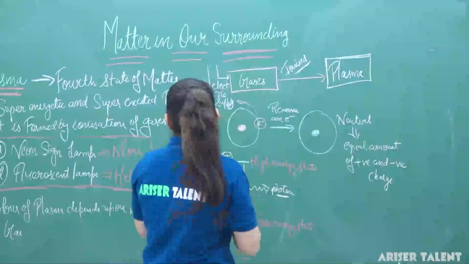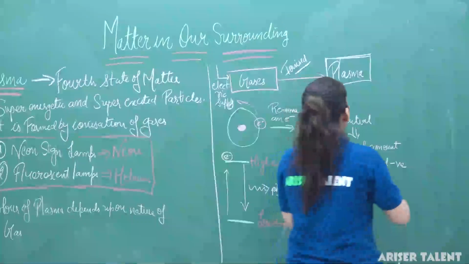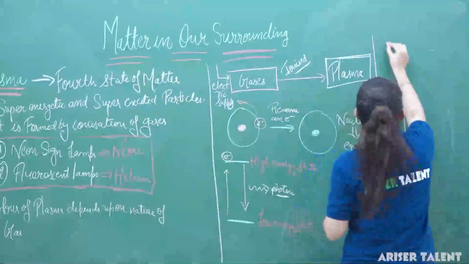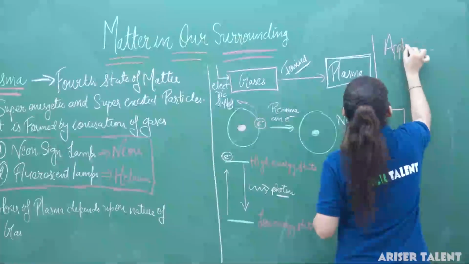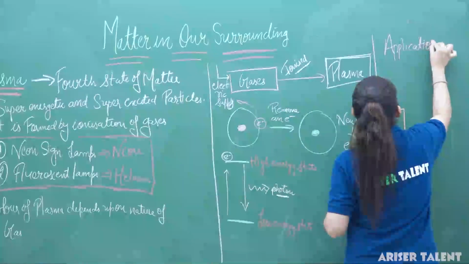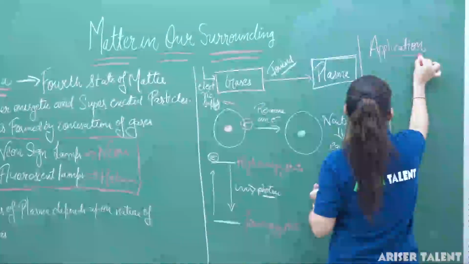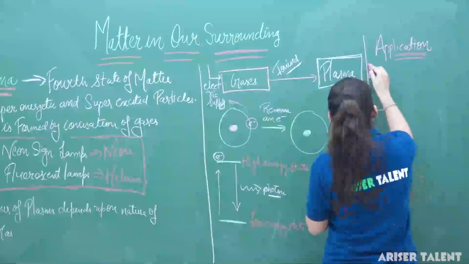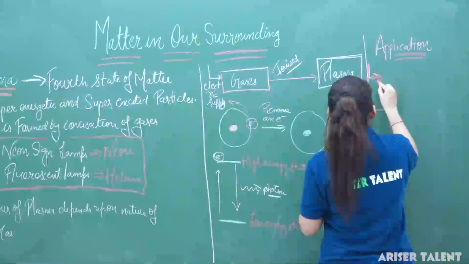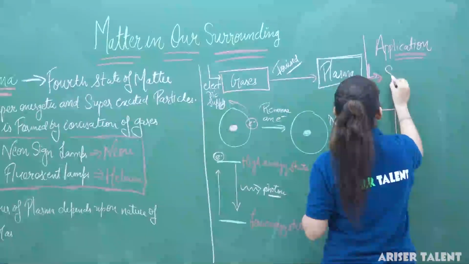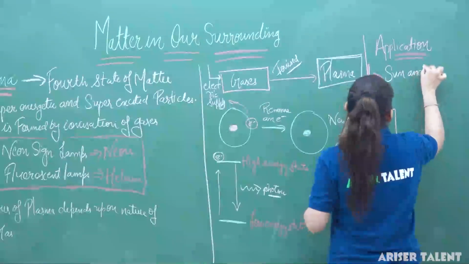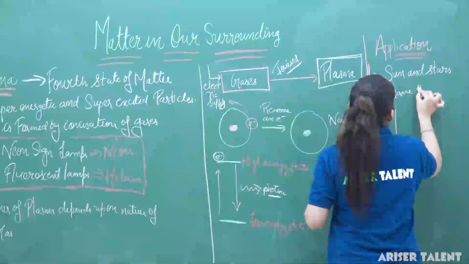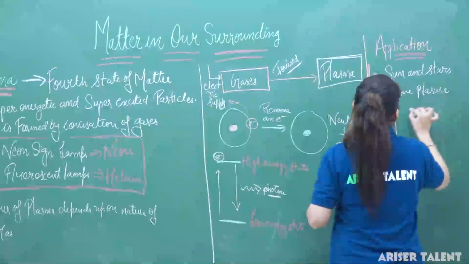So, if we are talking about the applications of plasma, we can write here: the sun and stars are shining because of the plasma. Sun and stars have plasma in them.